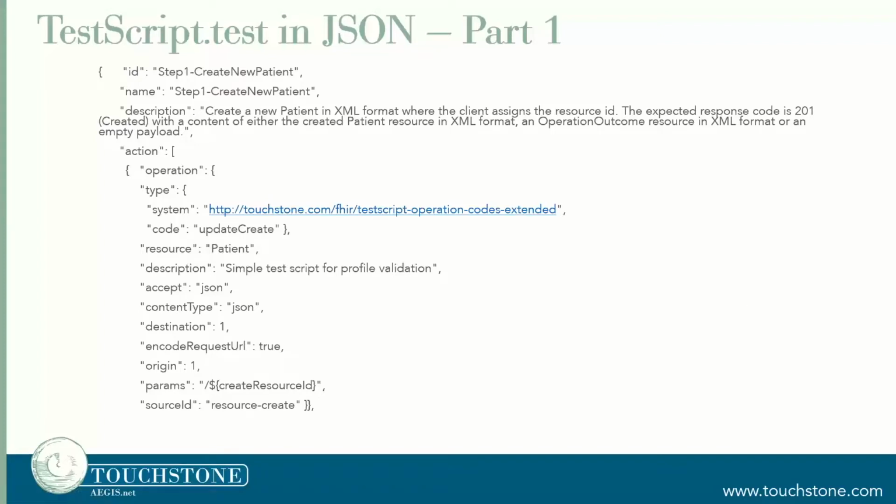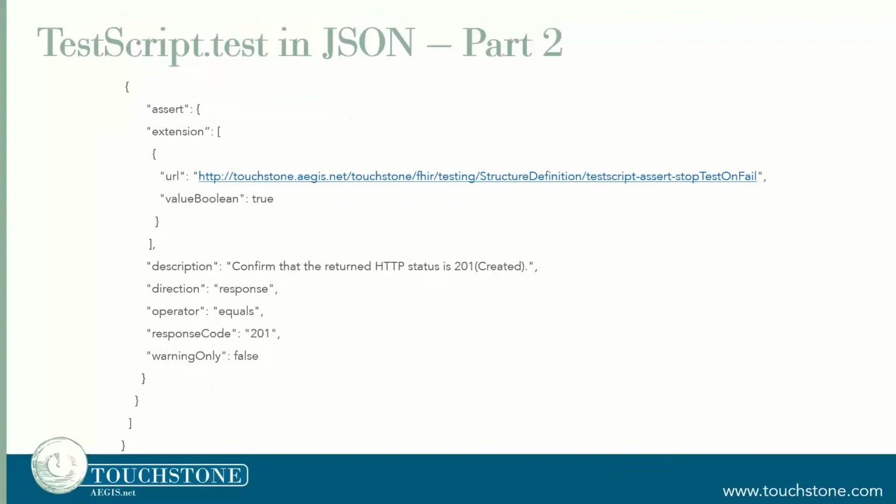In addition to all of these lines of text, there's also all of this text for that assert that we added in just one line of the FHIR Shorthand version, where again, we can add the stop test on fail extension, give it that value of true that we passed in. We can set the description that we passed in. You have to manually set the response, have to manually set the operation of equals and the response code of 201, and you must set the warning only to false as well.